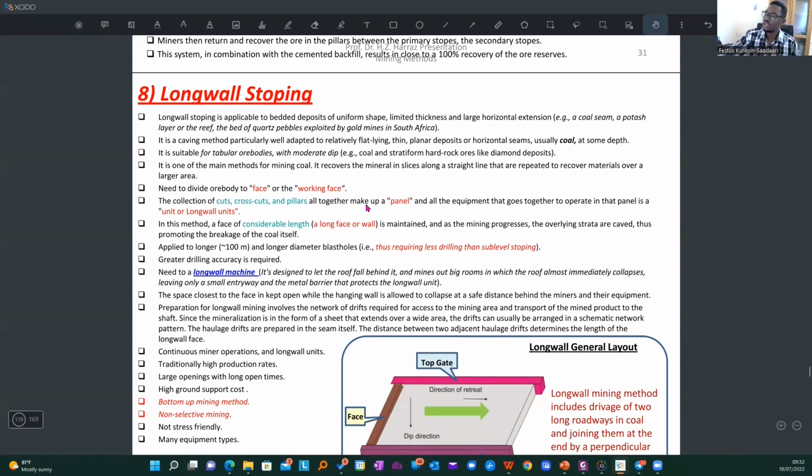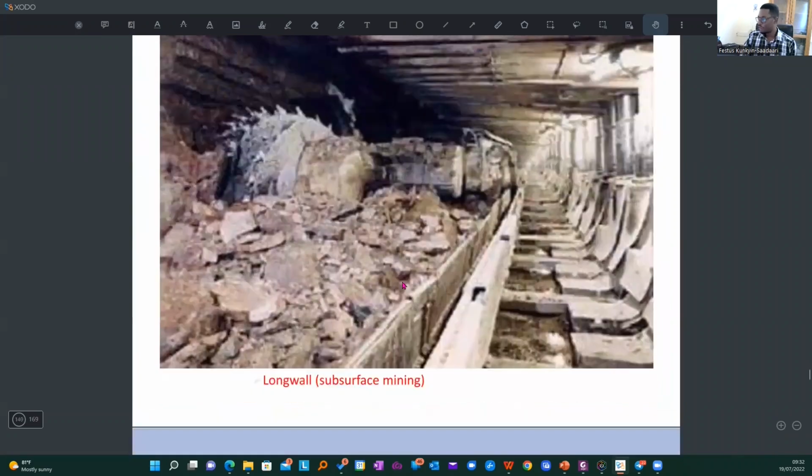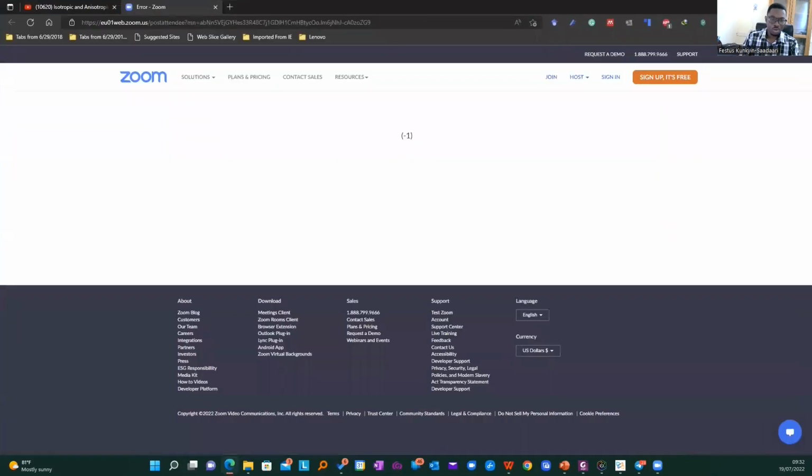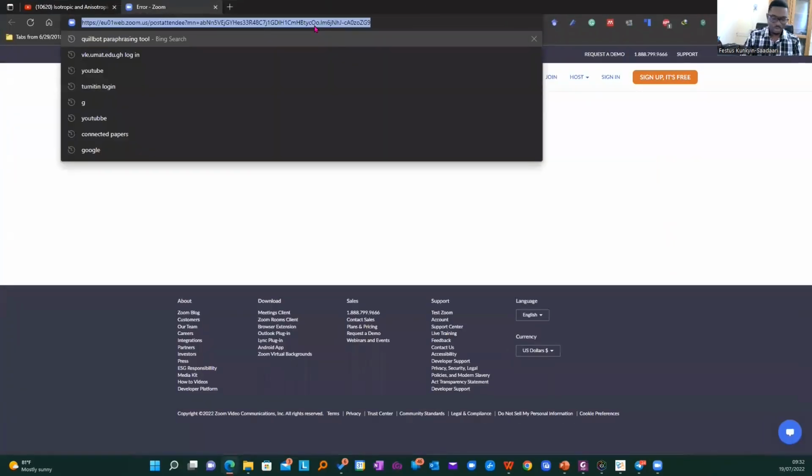But this particular long wall technique is usually used in coal mining. So we use this technique when we are dealing with coal most of the time. Yeah, so coal mining, and I have a video of it. I want to show how, in coal mining, we use the long wall so that we can appreciate how it works.